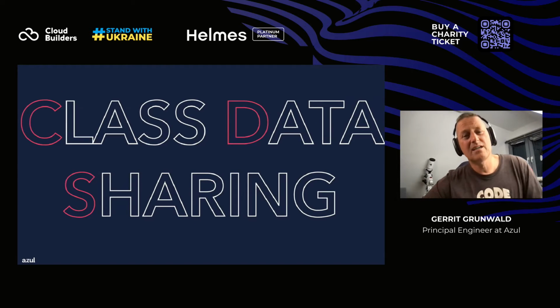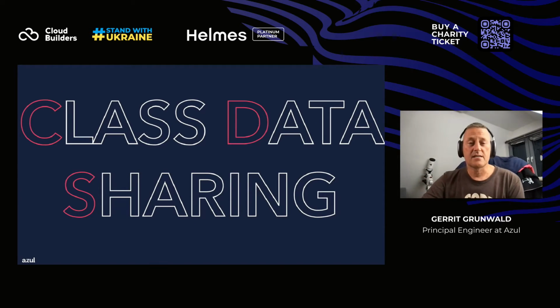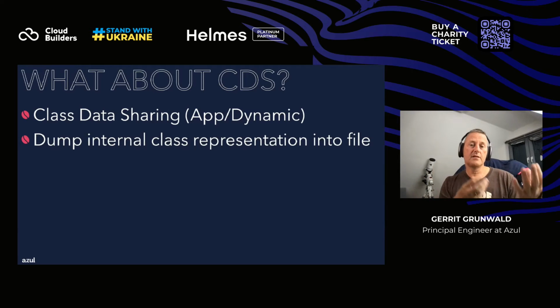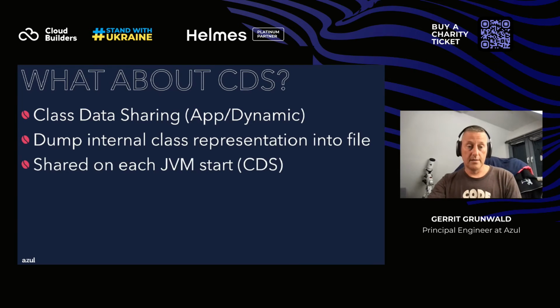Wait, there was something called class data sharing, or CDS. This might help in starting up faster. Okay, so class data sharing, there's AppCDS and dynamic CDS. These are the two main cases where you can use that. In principle, it's dumping internal class representations into a file, and this file can then directly be loaded. These files are shared on each JVM start. So you do it once, and then the next time this file is needed, you can directly load it from the representation that is stored in the file.